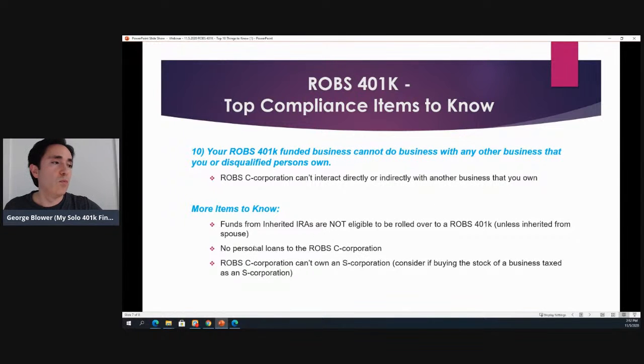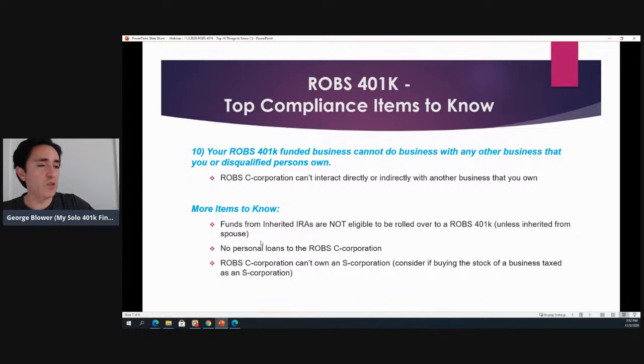So let's go through the more items to know. So number one, funds from inherited IRAs are not eligible to be rolled over to a ROBS 401k unless you inherited it from a spouse. So that's just the way it is.